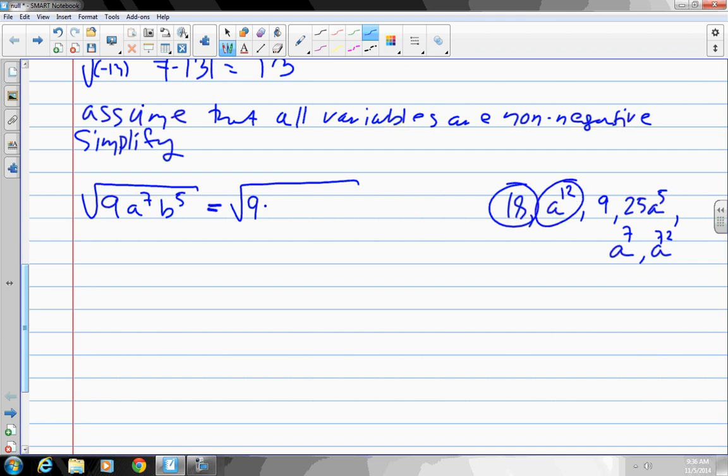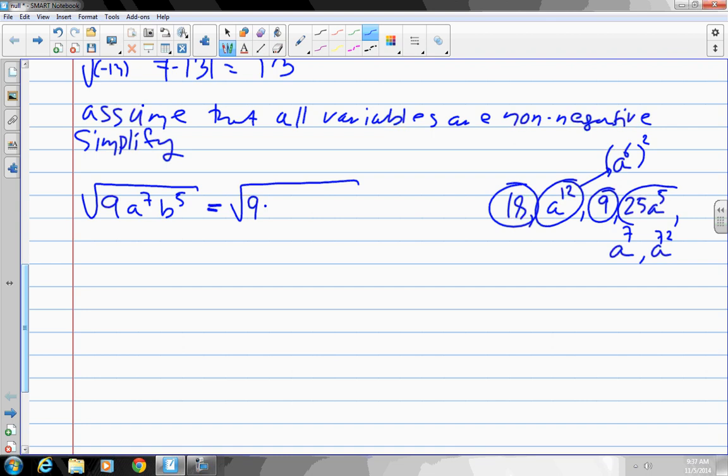How about a to the power 12? Is that a perfect square? Yes. Why? Because what squared equals a to the power 12? What do I need to square to get a to the power 12? 6. So every time you see an even power, that's a perfect square, because the 12 itself does not have to be a perfect square, it just has to be even. So 9 is a perfect square.